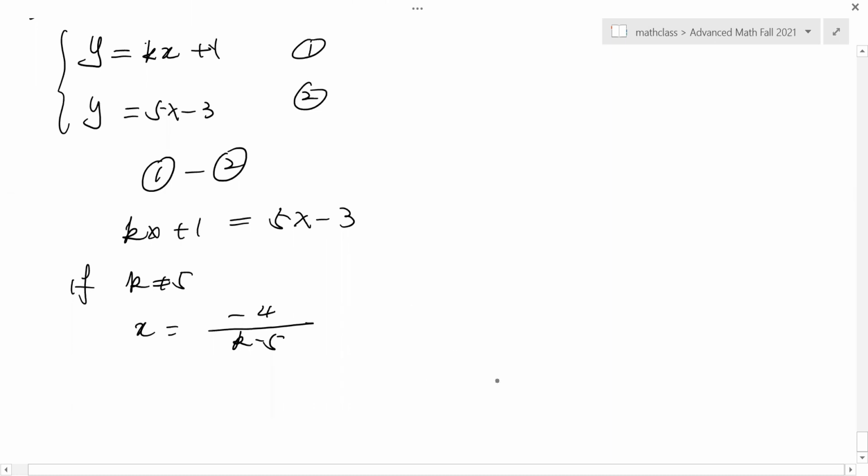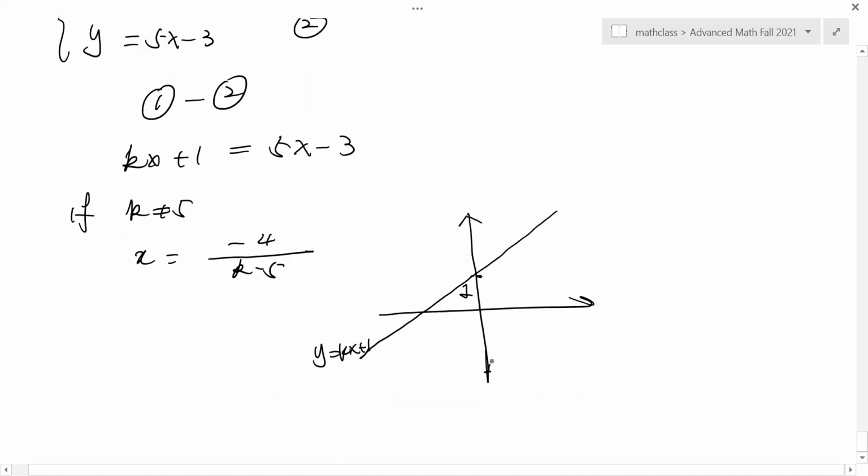So what does that mean? Let's look at the picture here. Later on, we're going to study linear equations, the graphs, coordinate geometry. Basically, here's a straight line, y equals kx plus 1, and 5x minus 3 is like this, the slope. So it's y equals 5x minus 3. If k is not 5, these two lines do not have the same slope, because the line on the top has a slope of k, the line at the bottom has a slope of 5. If k is not equal to 5, these two lines are not parallel, so eventually you always get the intersection point. Geometrically, when we say it has a solution, it means they have an intersection point.